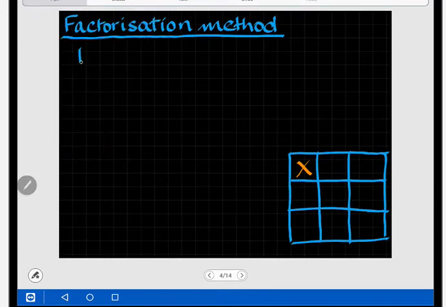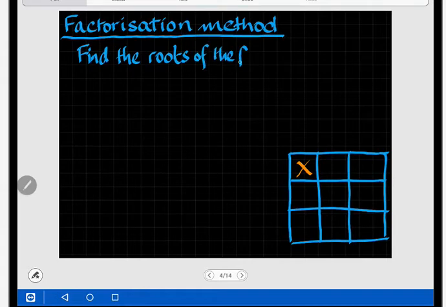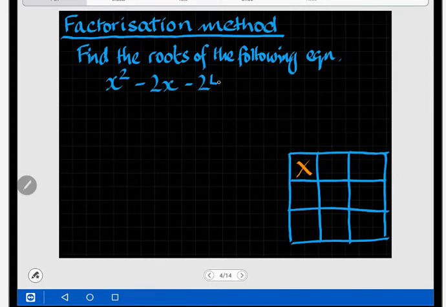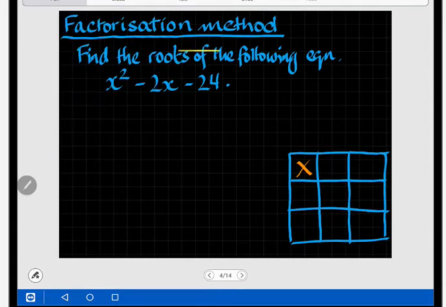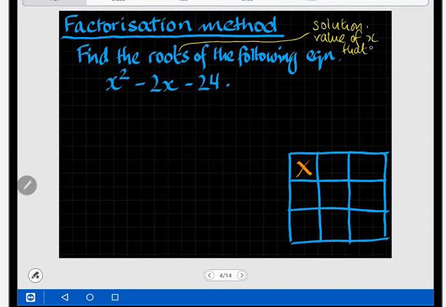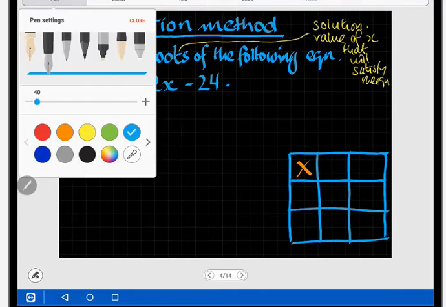Find the roots of the following equation: x squared minus 2x minus 24. All right, when I say roots, what I mean is solution, which is the value of x that will satisfy the equation. And this is equal to 0.